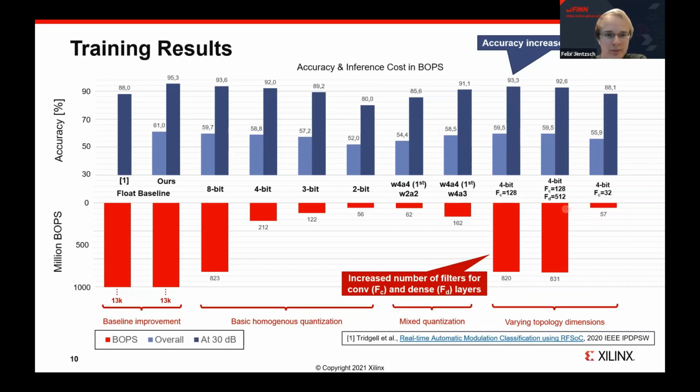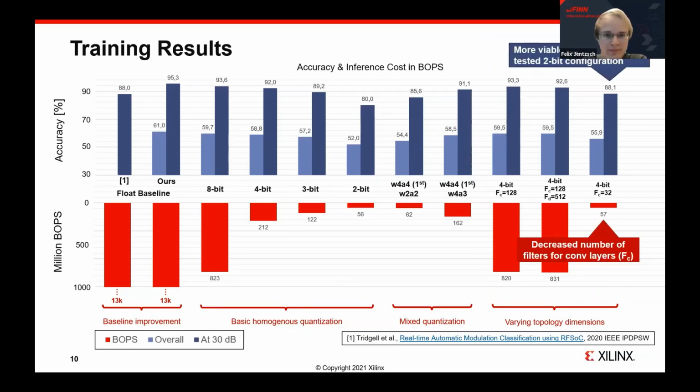And then we even continued by increasing the number of channels in the dense layers as well. And here we begin to see the accuracy actually dropping, which is likely due to overfitting. Now on the other end of the spectrum, we also halved the number of channels in the convolutional layers. And this brings us into this very cost-effective territory of around 60 million bit ops. And compared to the results over here, it seems like this smaller model with 4-bit is more viable than a larger 2-bit model.